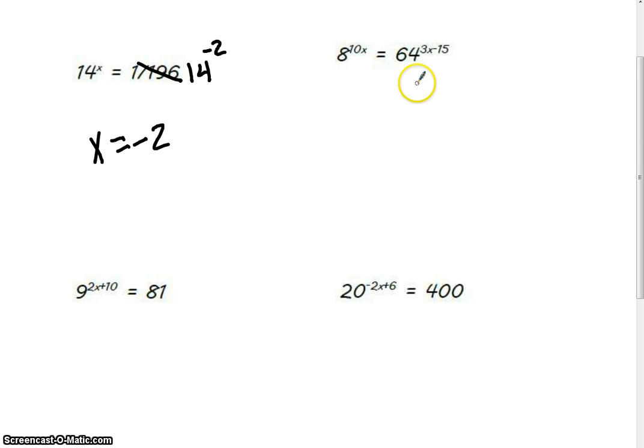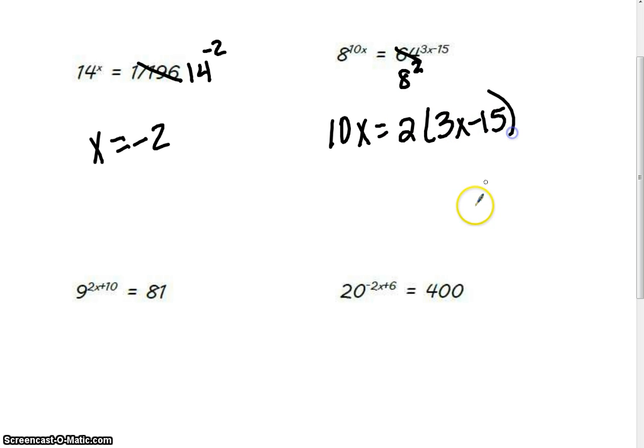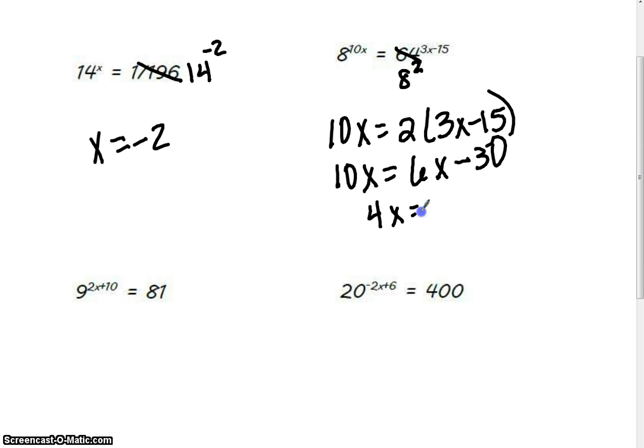We have an 8, we have a 64. 64 can be rewritten as 8 squared. So you have 10x is equal to 2 times 3x minus 15. This becomes 10x equals 6x minus 30. Move your 6x, and 4x is equal to negative 30. Divide by 4, and you get x is equal to negative 7.5.